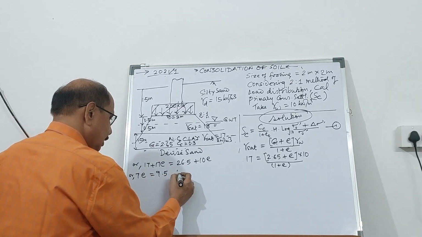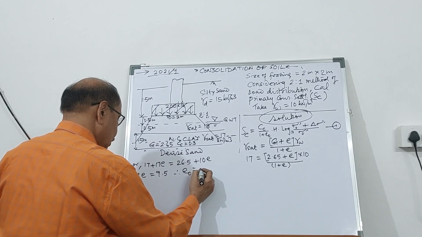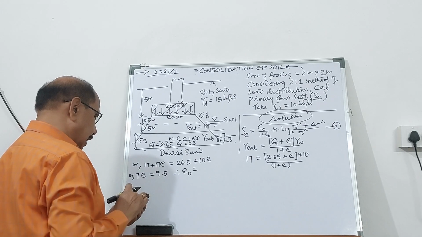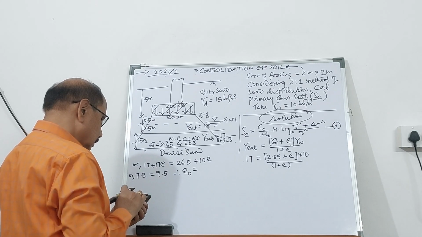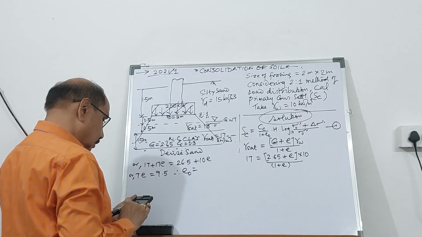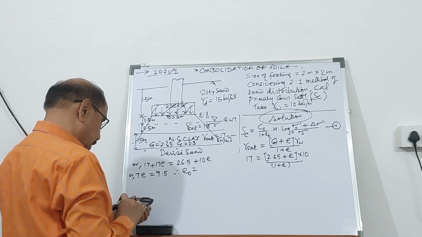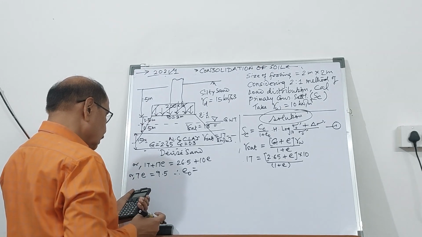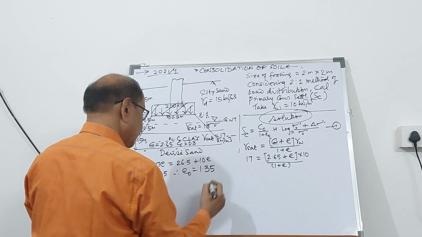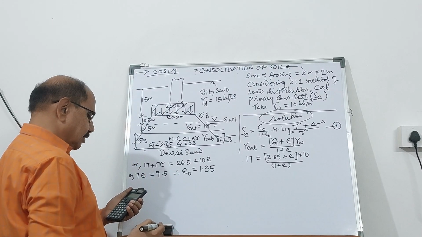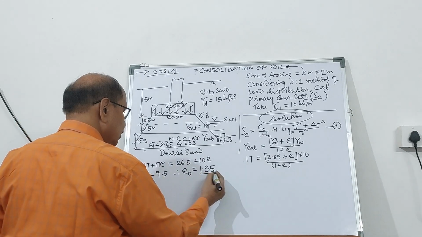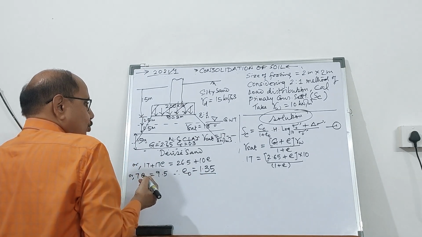So, therefore, e naught equals 9.5 divided by 7. So, let's calculate. It is 1.35 up to 2 decimal places. Up to 3 decimal places, it will be 1.357. So, I am calculating up to 2 decimal places. So, e naught is known to me.